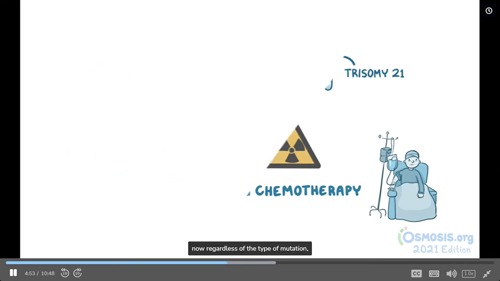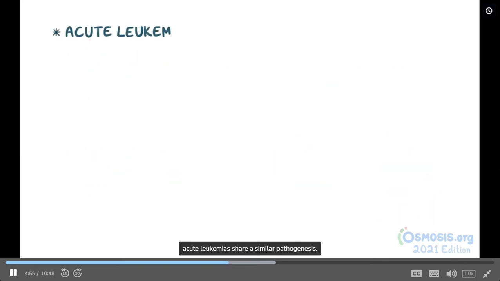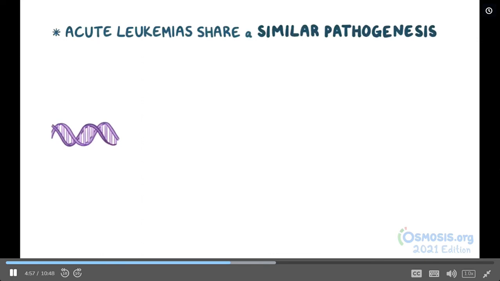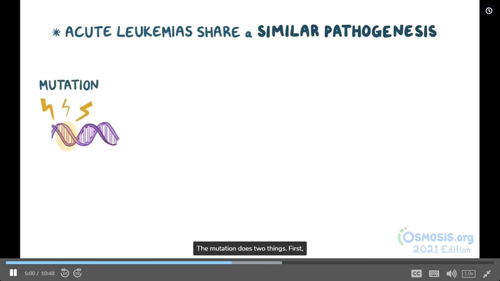Alright, now regardless of the type of mutation, acute leukemias share a similar pathogenesis. The mutation does two things.